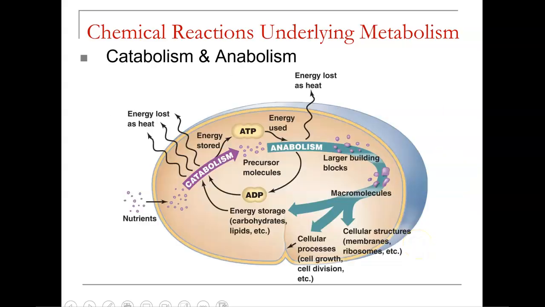So when you're rebuilding, it's going to be anabolism. So you take those blocks and you rebuild it into things that the cell needs. And so that is requiring energy to build the things that that cell needs or make larger molecules, and that's your anabolism.